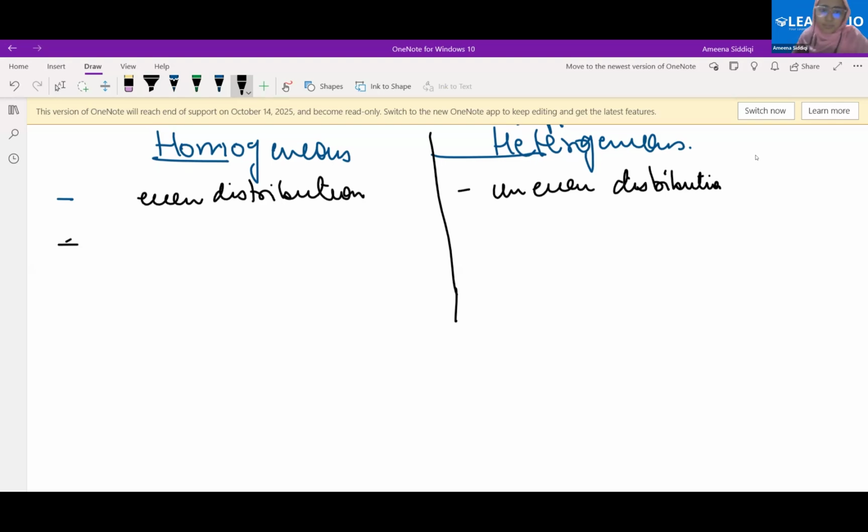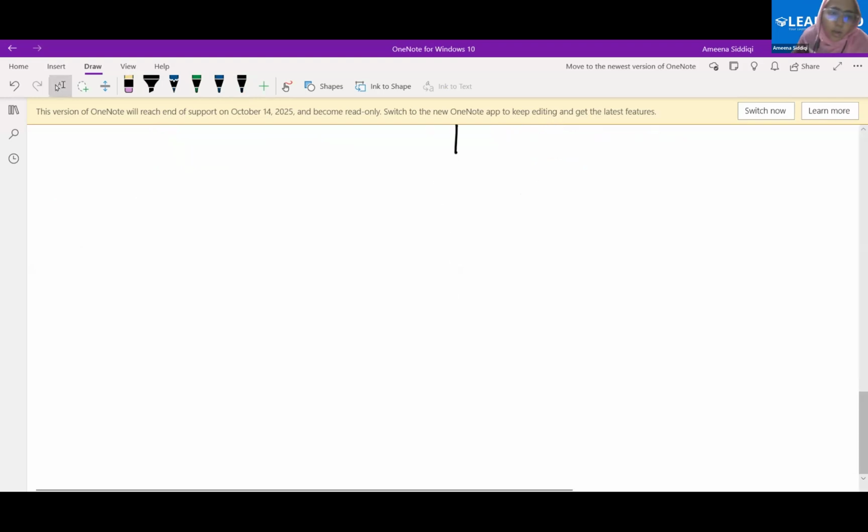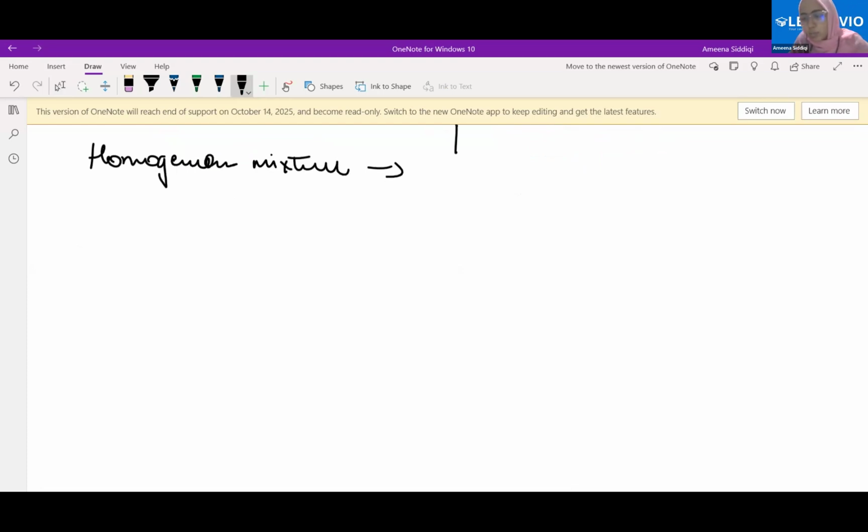Coming on to the next point. First, we are going to discuss homogeneous mixtures in detail. What is it that the homogeneous mixture is called? Yes, Mithun, beta. It's a solution, like the same substances. Solution. Homogeneous mixture is referred to as a solution. Clear?